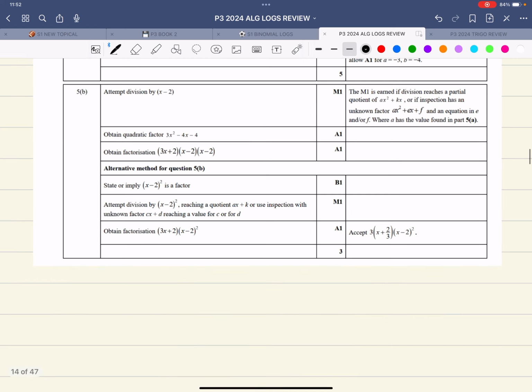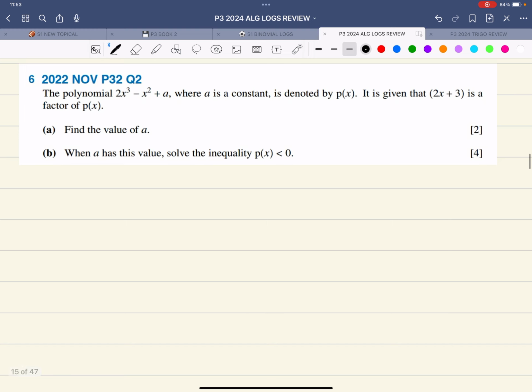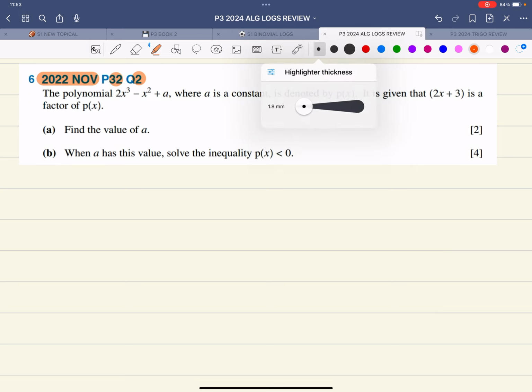This is 3, this is 4, this is this, all good, all clear. Now let's look at this particular question, which is 2022 November, variant 33, question number 2. Now the question says the polynomial, where a is a constant, is denoted by p(x). I think they should have just used f(x). p(x) is kind of difficult to remember. So now it says that it is given that 2x plus 3 is a factor of p(x).